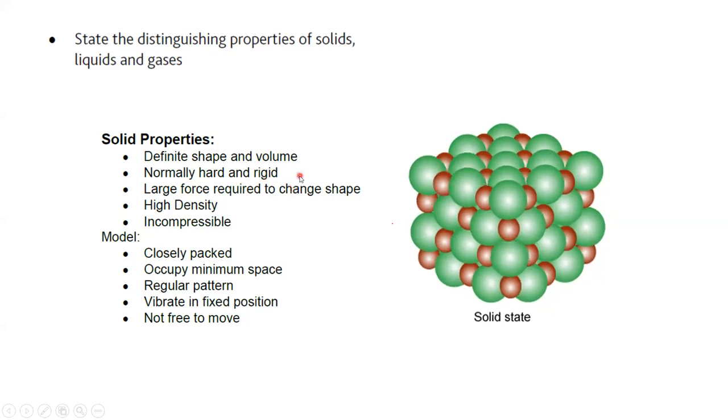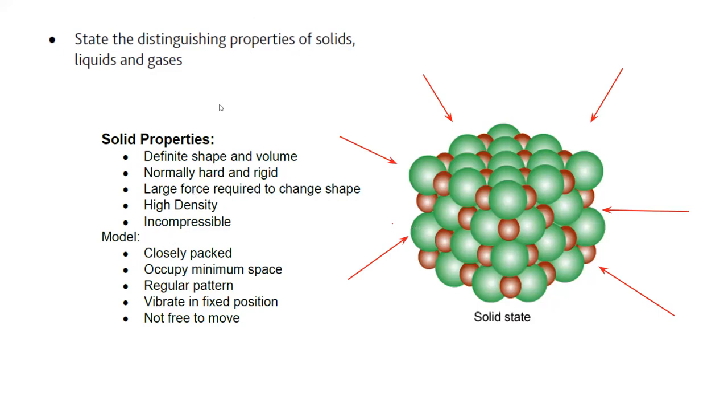What is the meaning of hard and rigid? Hardness is a surface phenomenon. It means it is difficult to make a dent on the surface of a solid. And rigid means you need a greater amount of force to change the shape. So when you need a greater amount of force to change the shape of a substance, that substance is known as rigid. For example, if I want to change the shape of this solid, I have to apply a large force so that I can change its shape.